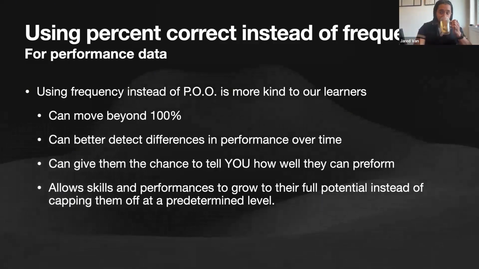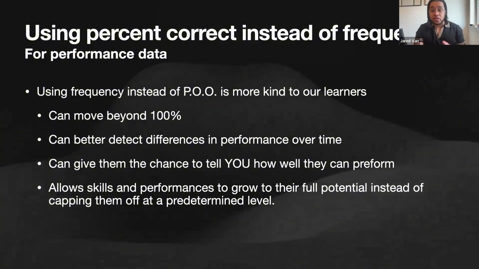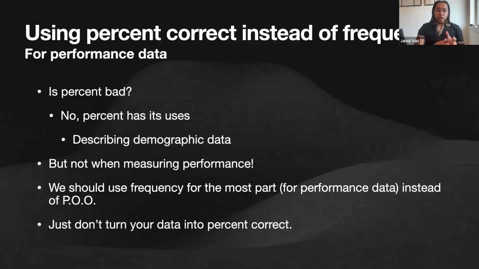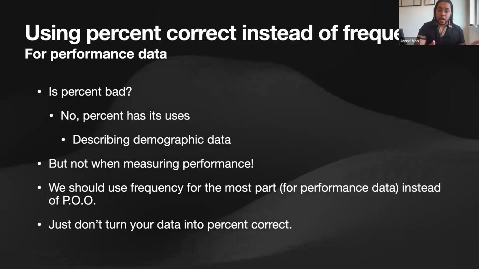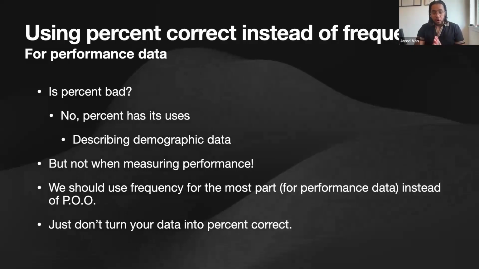Now, you may be wondering, well, it seems like percent is bad and I should never use it. Well, that's not true. Percent isn't bad because it has its uses like describing demographic data. But when we're measuring performance, we should be using frequency. We should use frequency for the most part for that performance instead of POO. Just don't turn your data into percent correct.